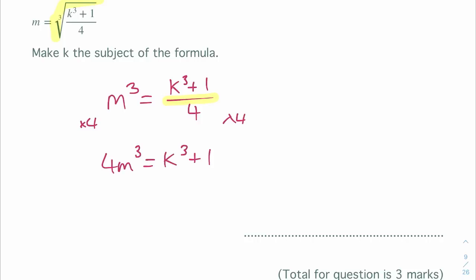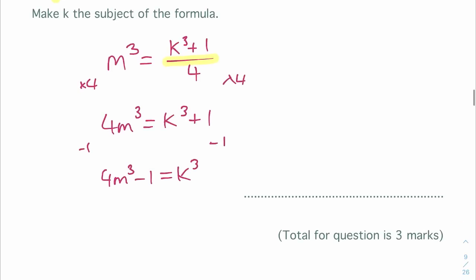Now I'm going to subtract the 1. I'm going to write down my steps each time, so minus 1, and that would give me 4m cubed minus 1 is equal to k cubed. And now I can finish it off. To get k on its own, I just need to cube root both sides. So I would do the cube root of 4m cubed minus 1, and that is equal to k.